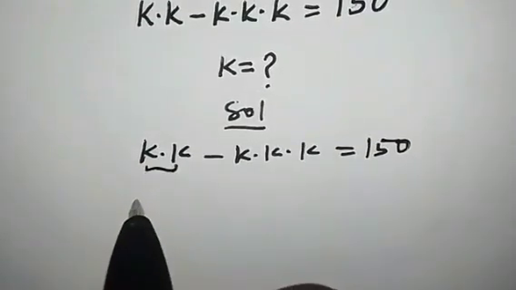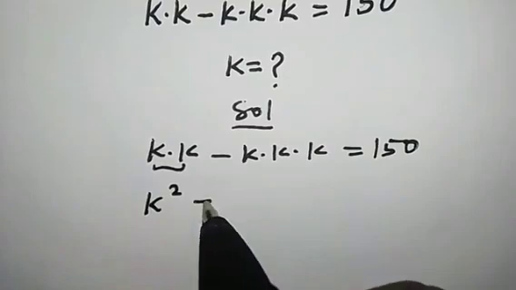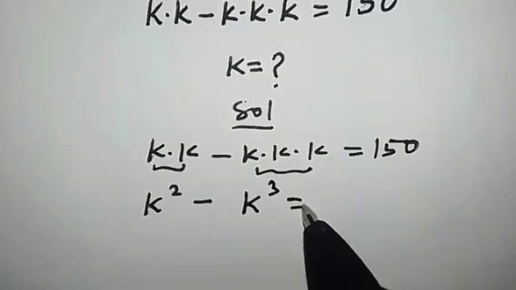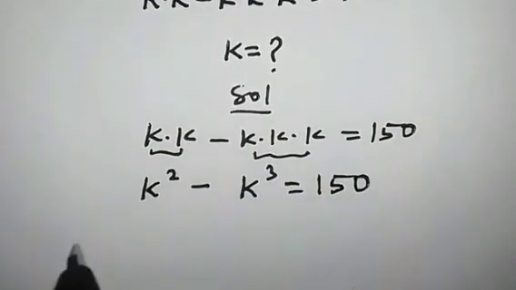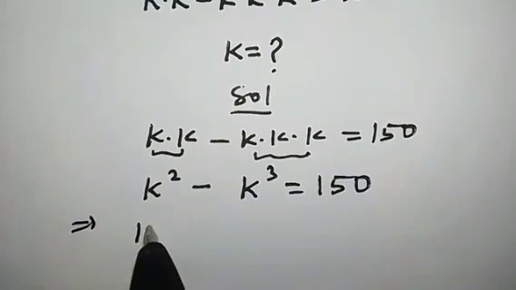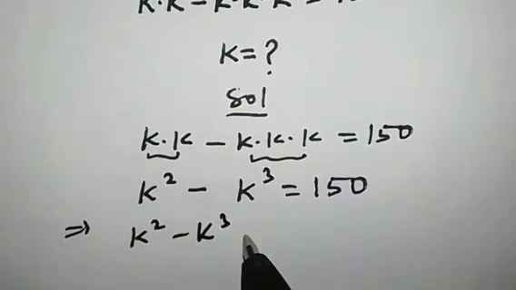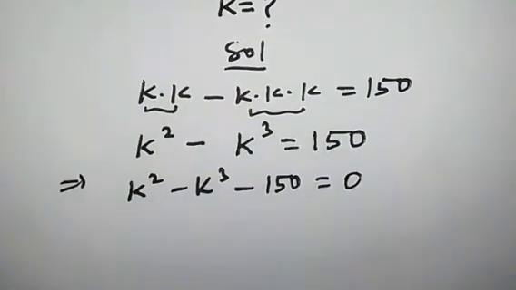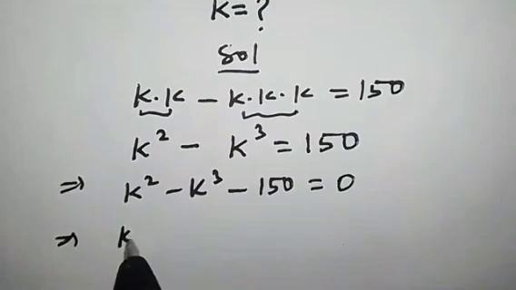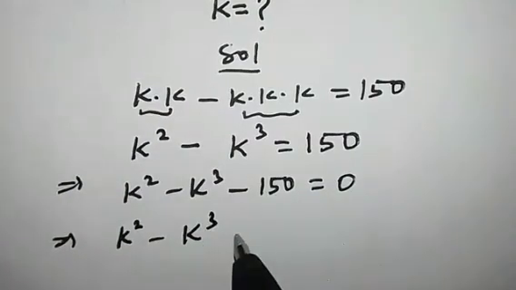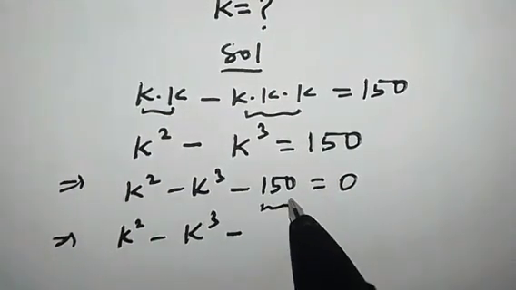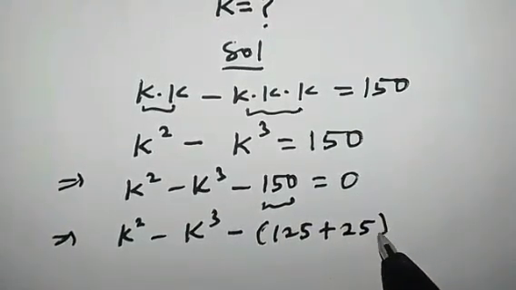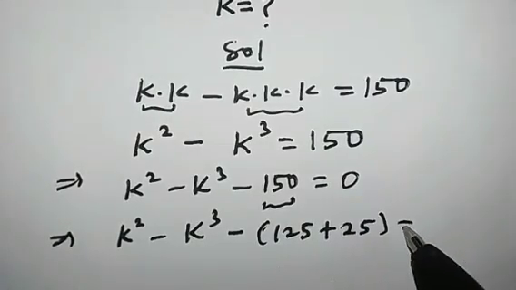k times k could be written as k square, minus k times k times k is simply k to the power of 3, equal to 150. This implies that k square minus k cube minus 150 is equal to 0. So we have k square minus k cube minus 150 could be written as k square minus k cube minus (125 plus 25), close the bracket, equal to 0.